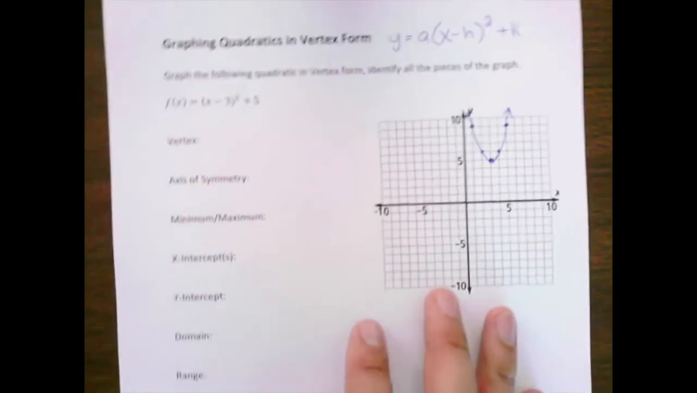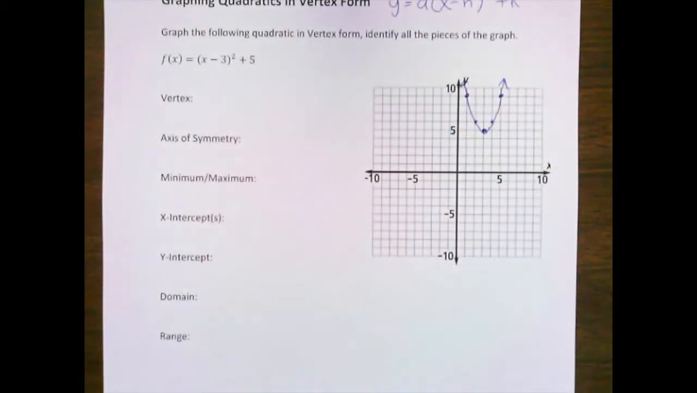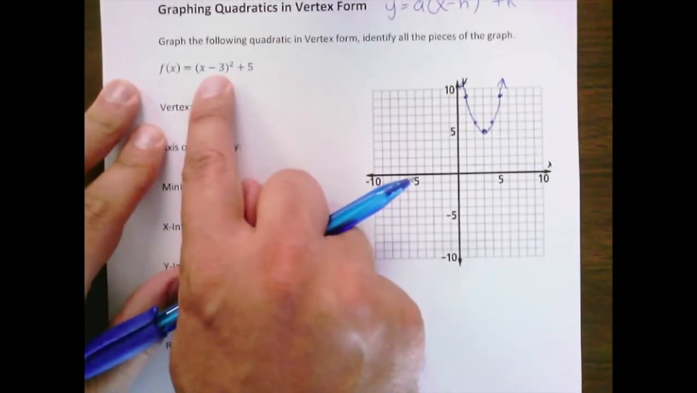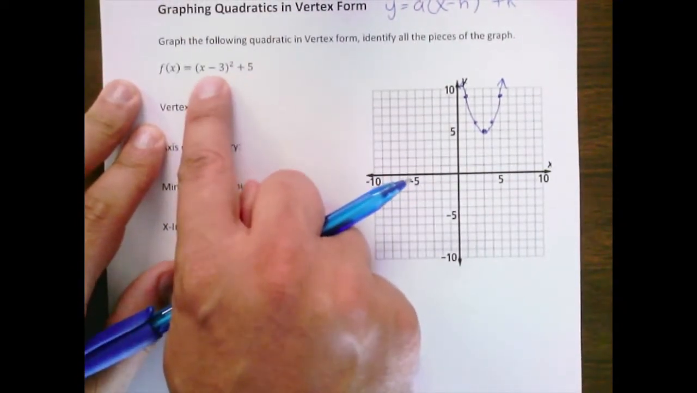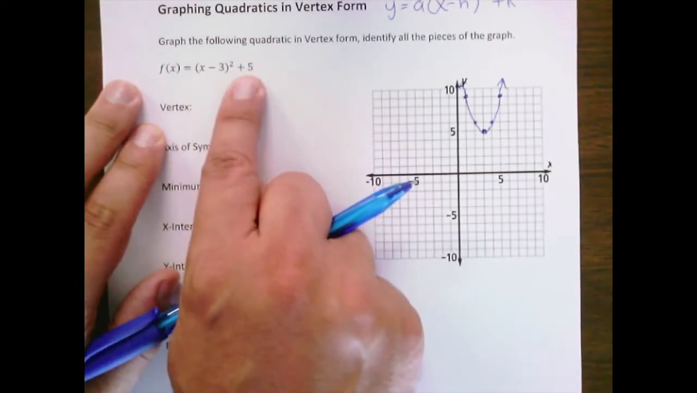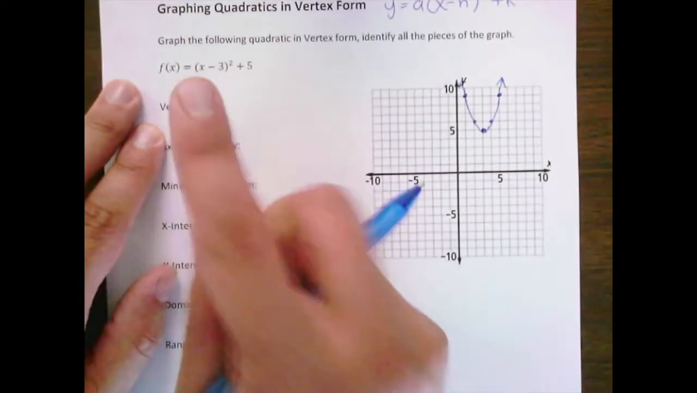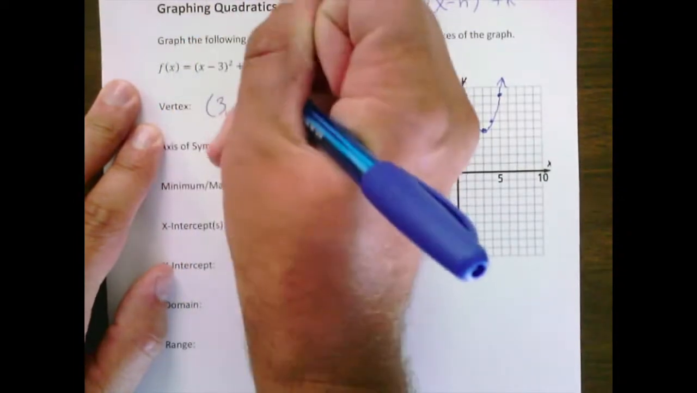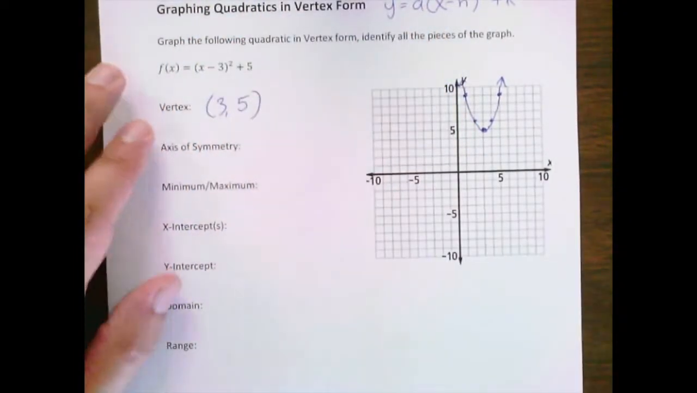That's the easy part. What's tough is being able to identify all the important features here: the vertex, axis of symmetry, minimums, maximums, x and y intercepts, domain, and range. So the vertex we kind of already talked about. Since this is vertex form, you're able to look at the equation. Remember, h is always the opposite, k is just fine. So flip the negative 3 to a positive 3, and the k in the back. So (3, 5) is my vertex.